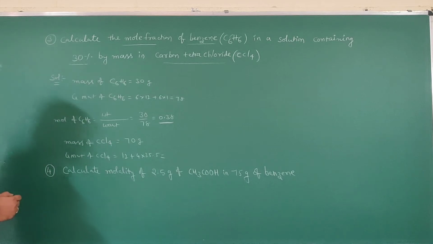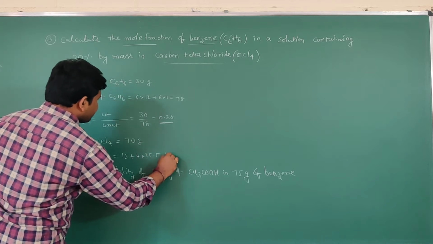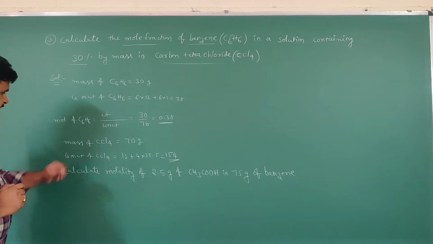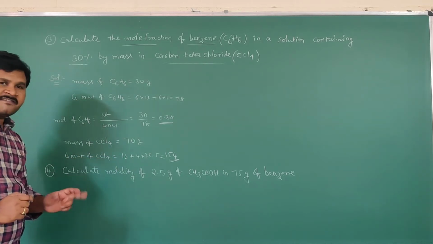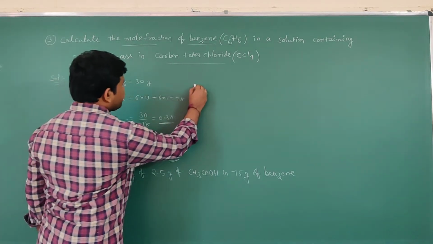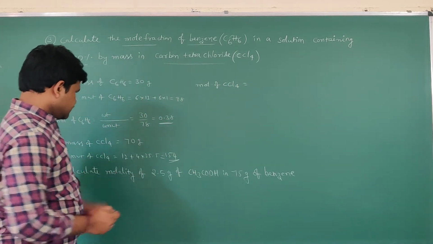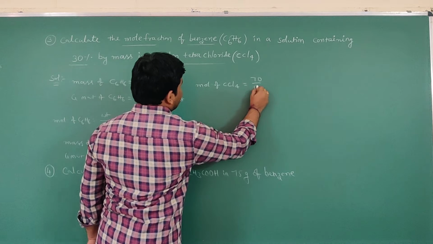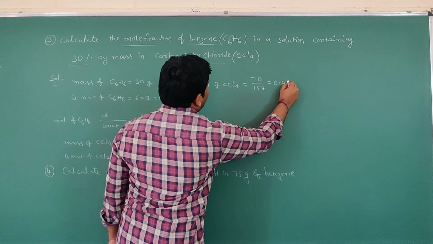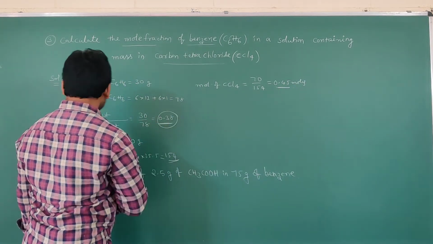What is the chlorine atomic weight, students? 35.5. So by simplifying this, you will get 154. This is the molecular weight of CCl4. So if you know mass and the gram molecular weight, what we can calculate? We can calculate number of moles. Similarly, moles of CCl4 is equal to what? 70 by 154. That is 70 by 154 means 0.45 moles.